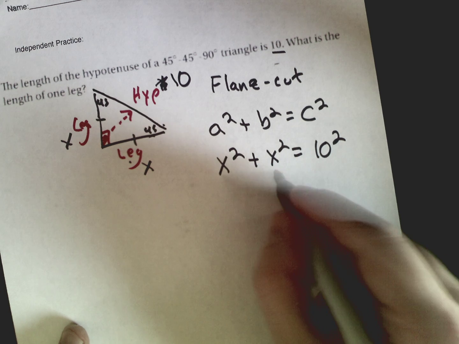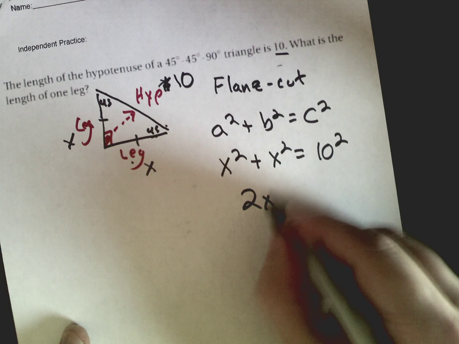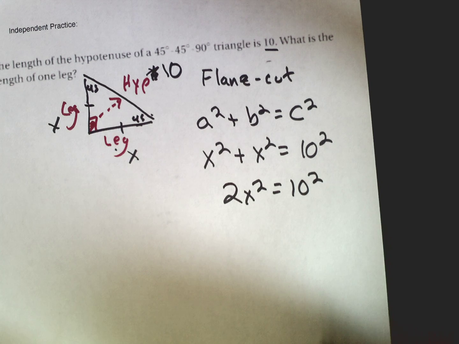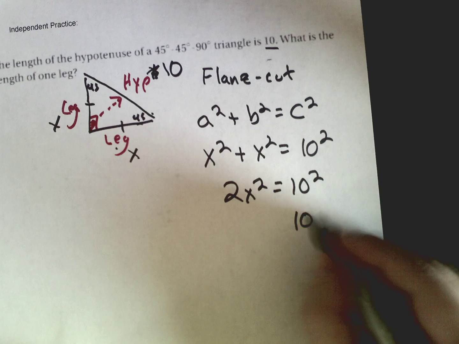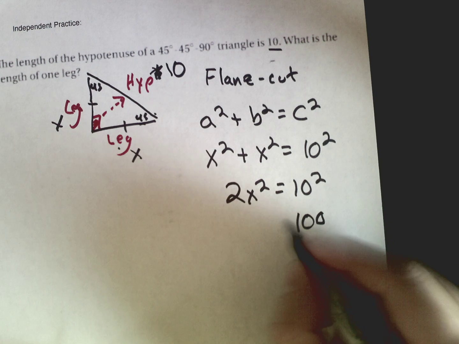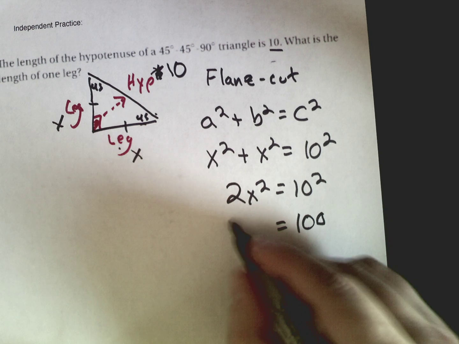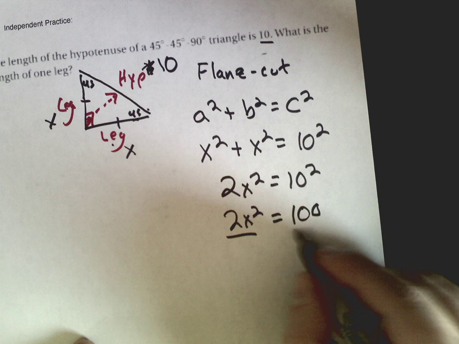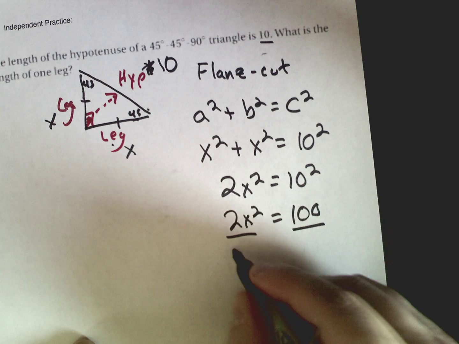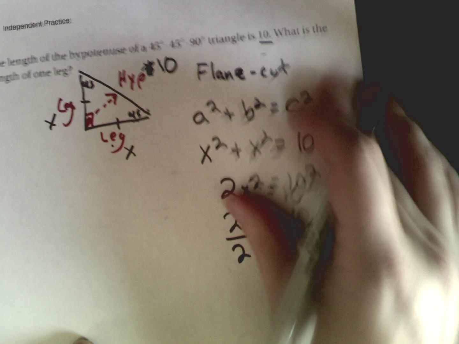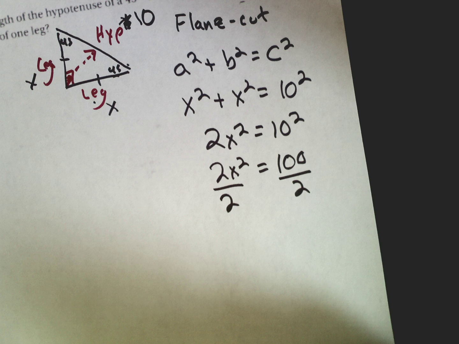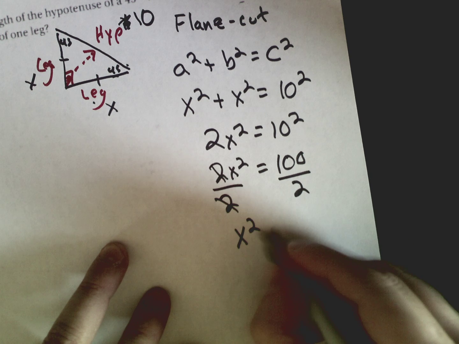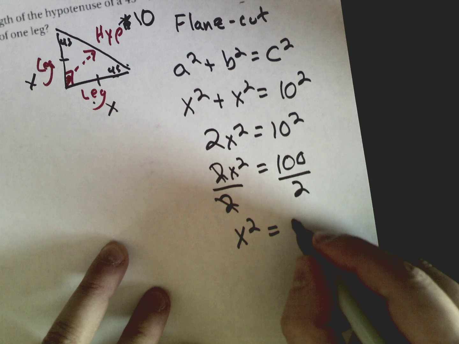Combine like terms: x squared plus x squared is just 2x squared. At this point, you're like, Flans, you haven't shown me anything new. I'm right. 10 squared is 100 equals 2x squared. Still nothing new. Next part, divide both sides by 2. At this point, we're still just doing algebra. 2 over 2 gives you x squared, and 100 divided by 2 is just 50.